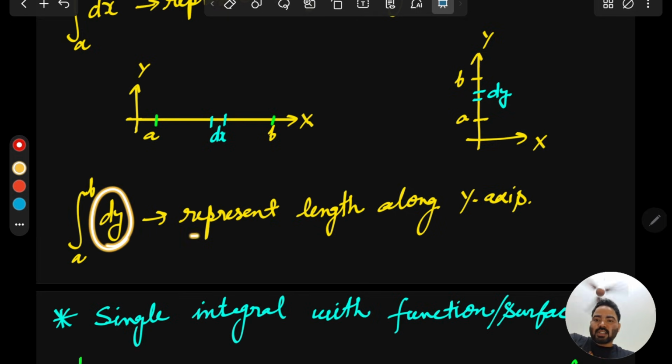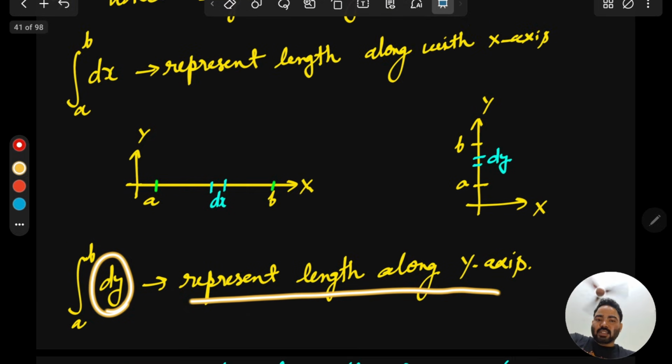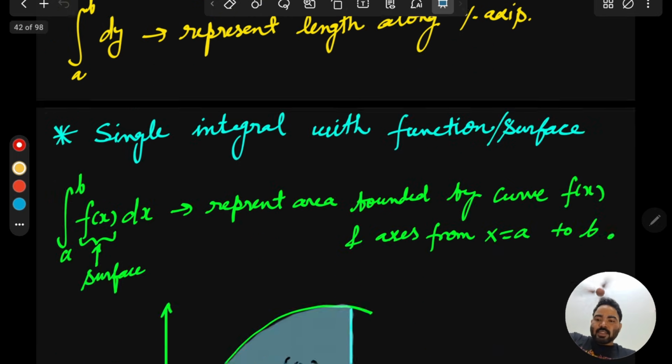not present. If the function is not present, then this will give you only the length of the axis along which you integrate. If this is integration along y, then this will give you the length of the y-axis, and if you are doing integration along the x-axis, then this will give you the length of only the x-axis. Same way you can imagine the others.